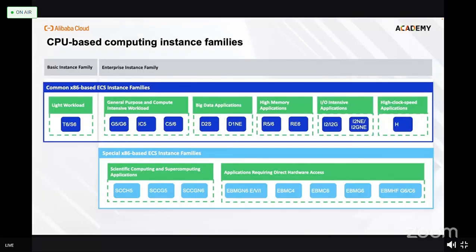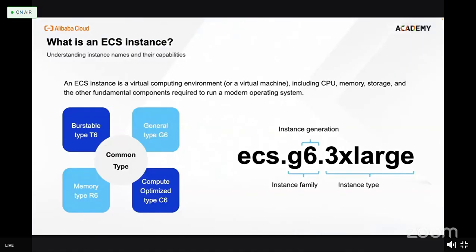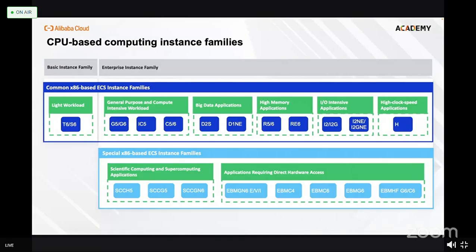Now we have the CPU based computing instance families: the basic and the enterprise instance families. If you don't have a very high workload, you just need to run some static web pages or a normal website, you can definitely go for the light workload with the T6 and the S6. Again, what are T6 and S6? We have the burstable type T6. Then we have the enterprise instance family, where we have the general purpose and the compute intensive workload.